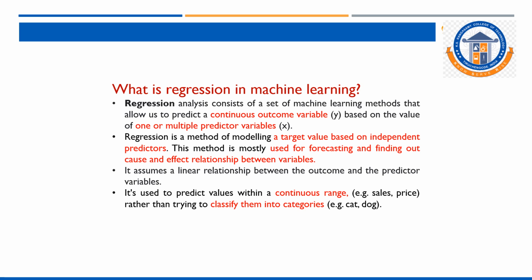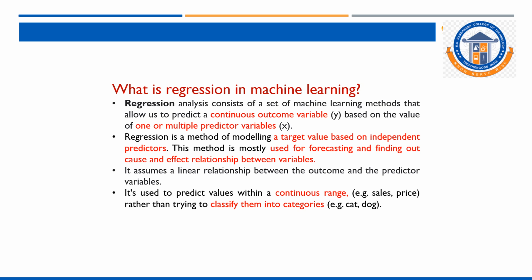In general, regression is a method which is used to forecast and find out a cause and effect relationship between the variables. It provides a linear relationship between the expected outcome and the predictor variables.